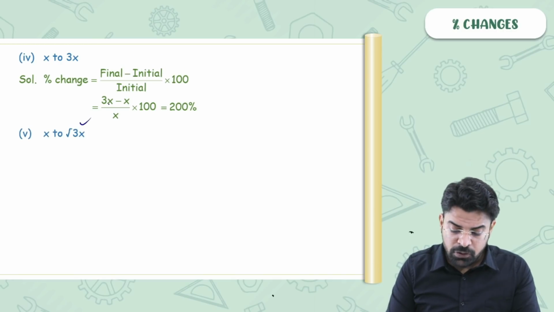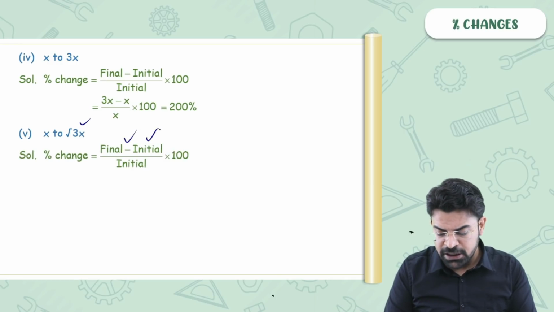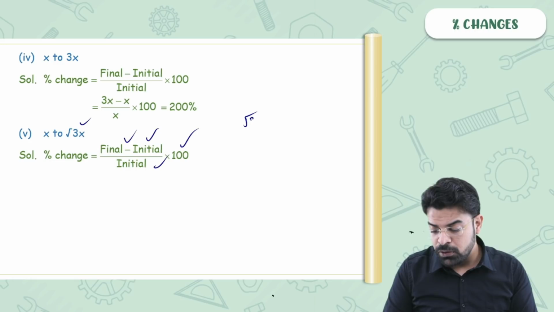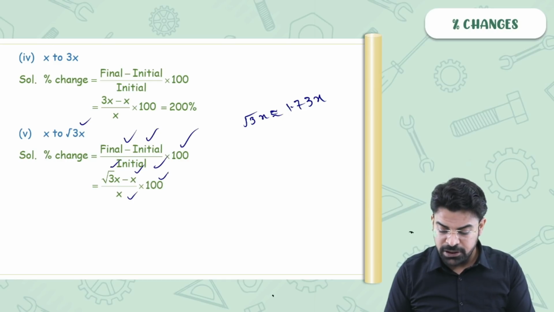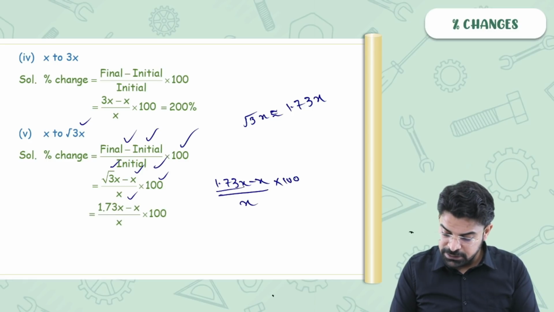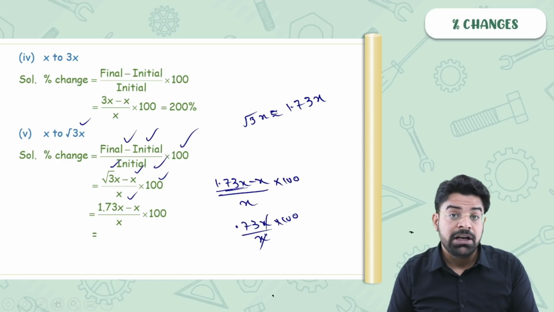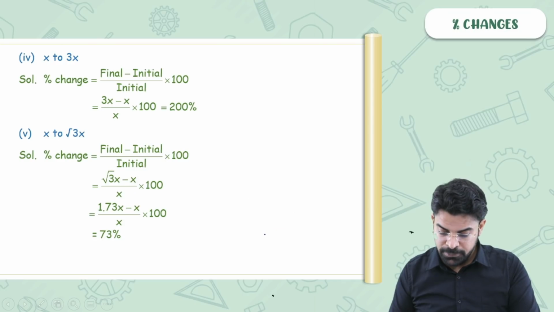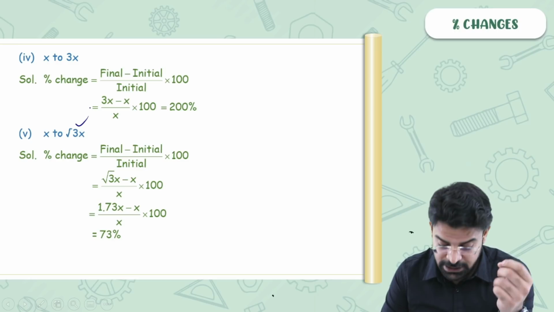Moving on. If the quantity changes from x and becomes root 3 times x, what is the percentage change? Again, the percentage change will be final minus initial upon initial into 100. You can write root 3x as approximately 1.73x. So what you get is (root 3x minus x) upon x into 100. That becomes (1.73x minus x) upon x into 100. So that is nothing but 0.73x upon x into 100, which is a 73% increase. So if a quantity becomes root 3 times, the percentage increase in the quantity is 73%.